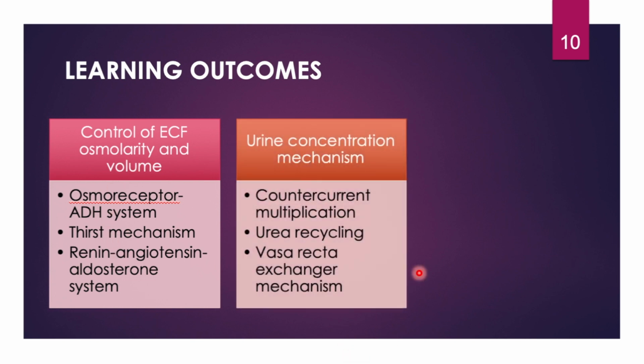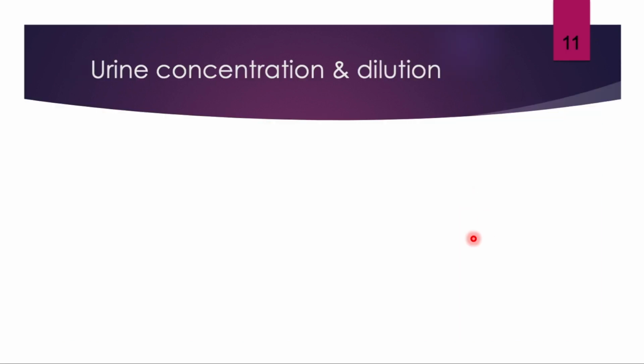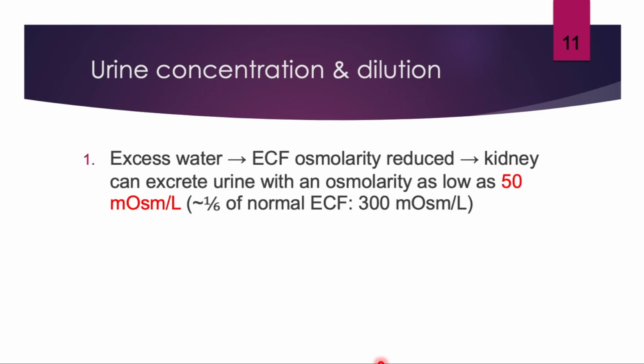Now we are going to look into the mechanisms that are responsible in producing concentrated urine. These mechanisms are countercurrent multiplication, urea recycling, and vasa recta exchanger mechanism. Urine osmolarity depends on the water volume or ECF osmolarity. In the event of excess water in the body and body fluid osmolarity is reduced, the kidney can excrete urine with an osmolarity as low as 50 milliosmol per liter, which is about 1/6 of normal ECF osmolarity. Normal ECF osmolarity is about 300 milliosmol per liter.